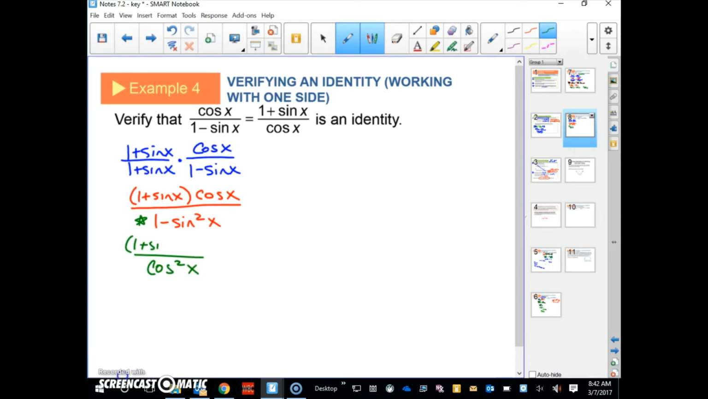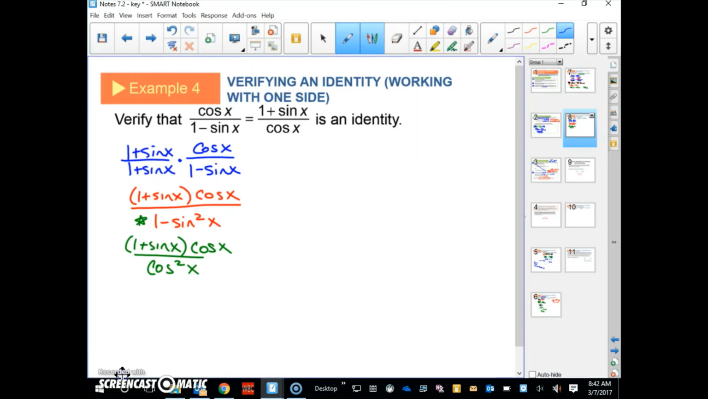The top is kind of messy, 1 plus sine x times cosine x, and that's going to be all over cosine squared x. Generally what happens is you're going to use an identity and then use algebra to cancel something else. So hopefully you can see what's going to happen. Those of you that are good at this are going to be able to plan ahead a step or two, and you'll be able to see what's coming. If you can't see what's coming here, then you need to practice probably.